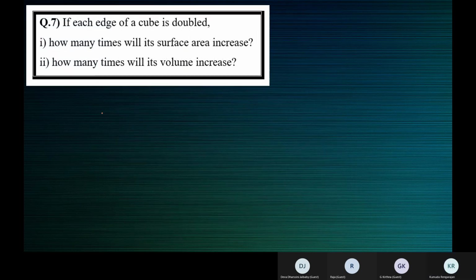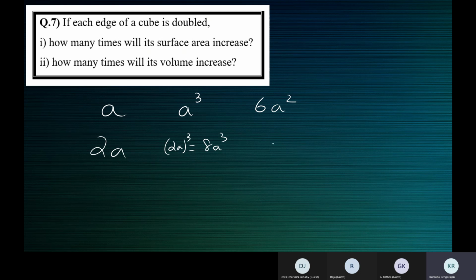I'll do it here. If the edge is A, volume is A cube, surface area is 6A square. If the edge is 2A, then the volume is 2A the whole cube, which is 8A cubed. And the surface area is 6 times 2A the whole square, that is equal to 6 into 4A square, which is 24A square.